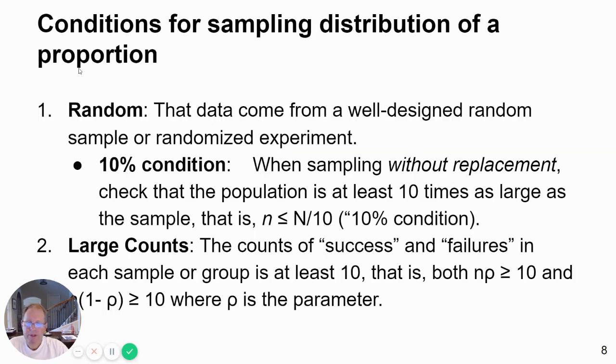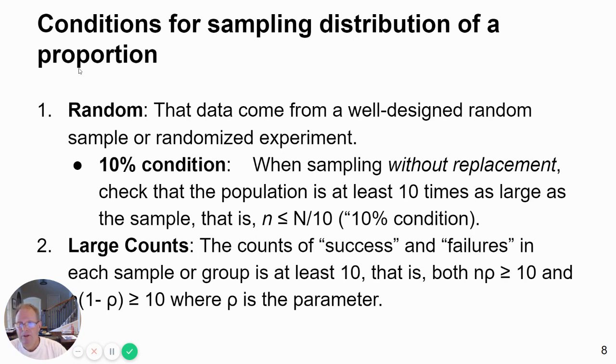So we have 3 conditions to check to analyze a sampling distribution of sample proportions. First, the data must come from a well-designed random sample or a randomized experiment. If it's not random, then we can't draw conclusions about the population, and we don't know whether our sampling distribution is centered on our parameter.